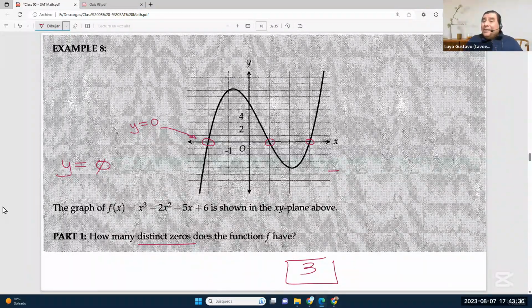What are their values actually? If we assume that each division of the grid line is 1 unit, you could say that these are 1, 3, and -2, perhaps. But here is the concept that you need to catch: how many distinct zeros, how many x-intercepts? You can read this word zero also as x-intercepts.